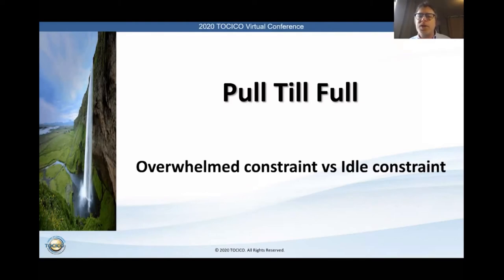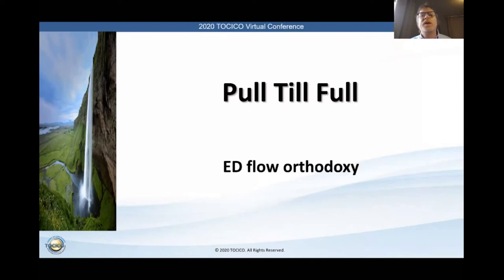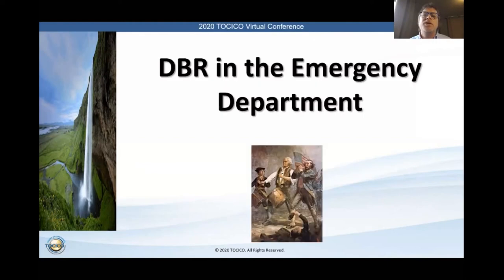So if you really do pull-till-full the way it's supposed to be done, that's okay, when the alternative is an idle constraint, because remember, that's the cardinal sin of emergency patient flow. But pull-till-full is just a substitute, and I think we have a much better third choice for consistent controlled ED flow. So while pull-till-full might be the reigning orthodoxy, let's challenge that orthodoxy. Let's blaspheme for a minute. Let's try to introduce drum buffer rope into our ED.